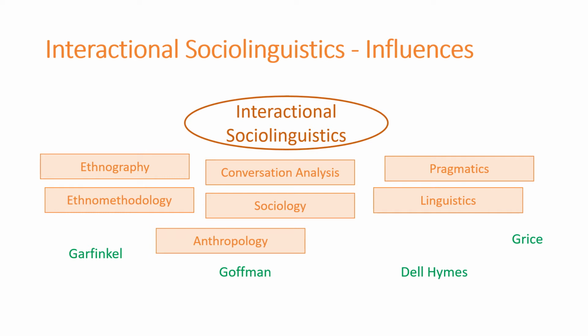Let's look at some of the influences of IS as you would have read in the Gumperz chapter. Firstly, ethnomethodology is a key influence of interactional sociolinguistics in that analysts go into the field, observe and analyze naturally occurring talk, interact with participants, and collect multiple types of data. Here, Garfinkel's work has been particularly relevant.